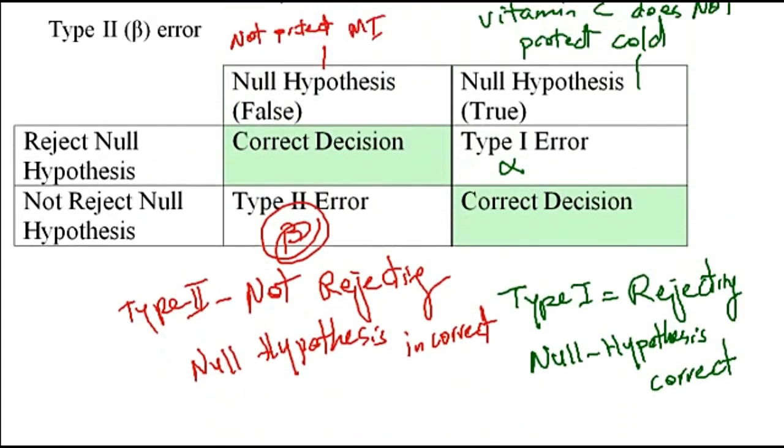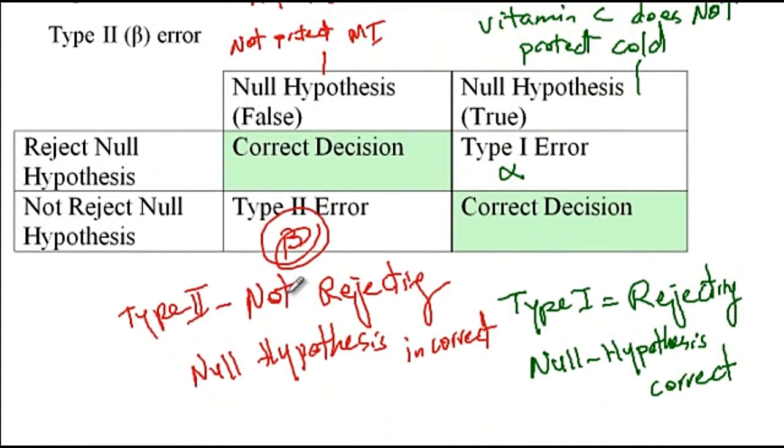So here, let me go back here again. So see, type 2, we are not rejecting a null hypothesis that is incorrect. So with the beta error, everything is not rejecting incorrect.